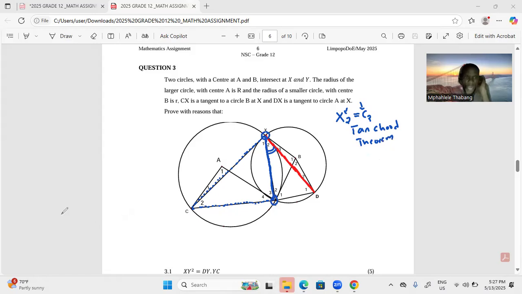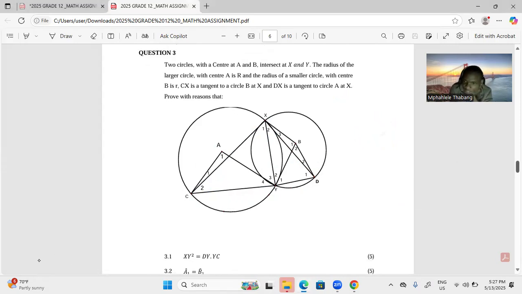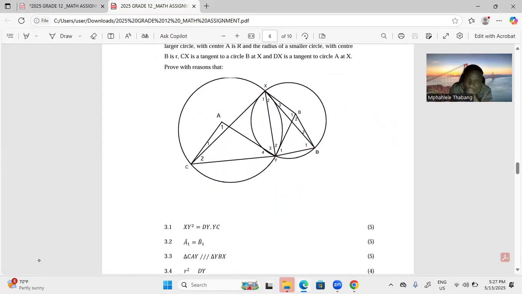Okay, so I think we talked about every theorem which is important on this problem. Now we can go and start answering questions, which is what you guys want. You want to see the answers. Let me give you the answers.